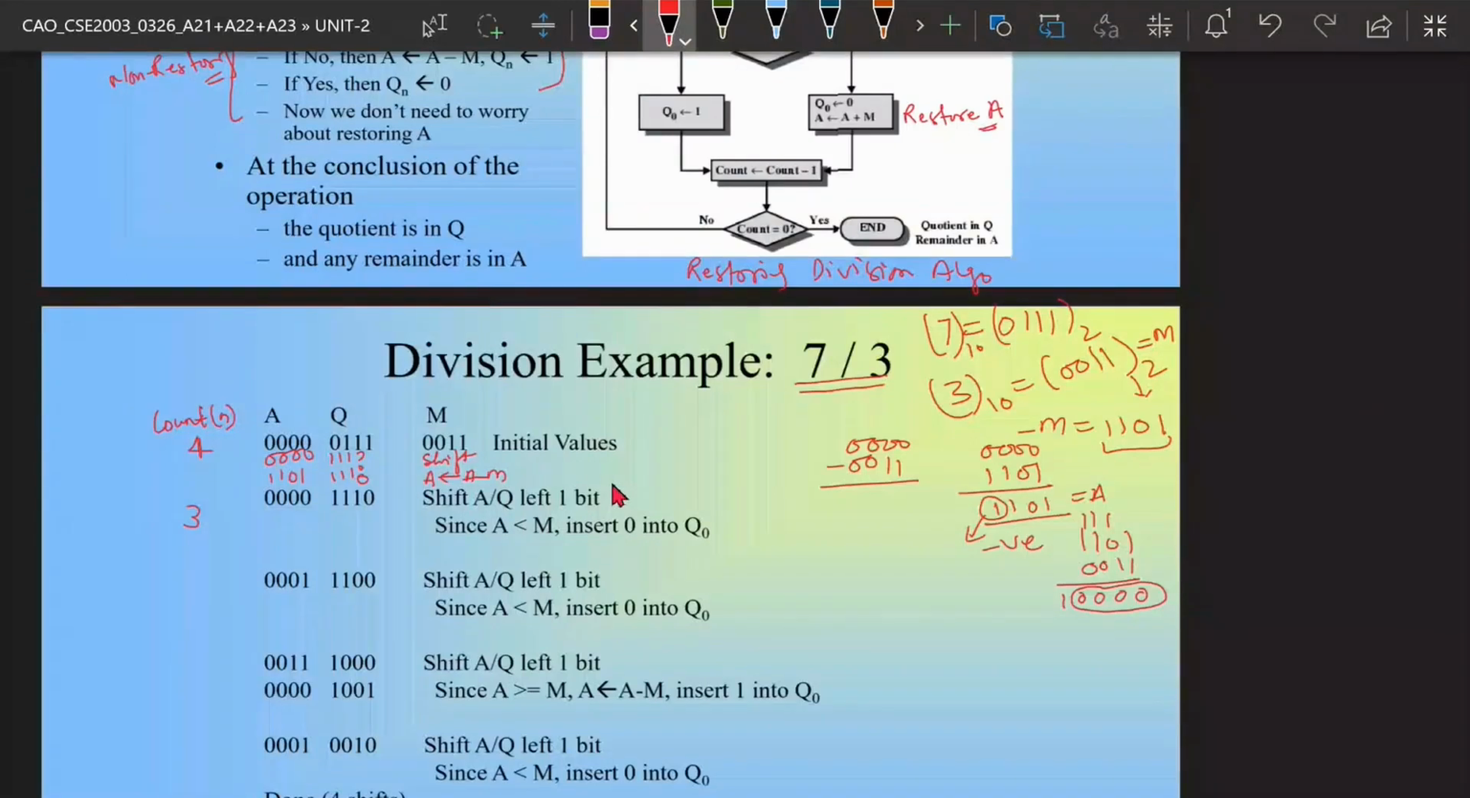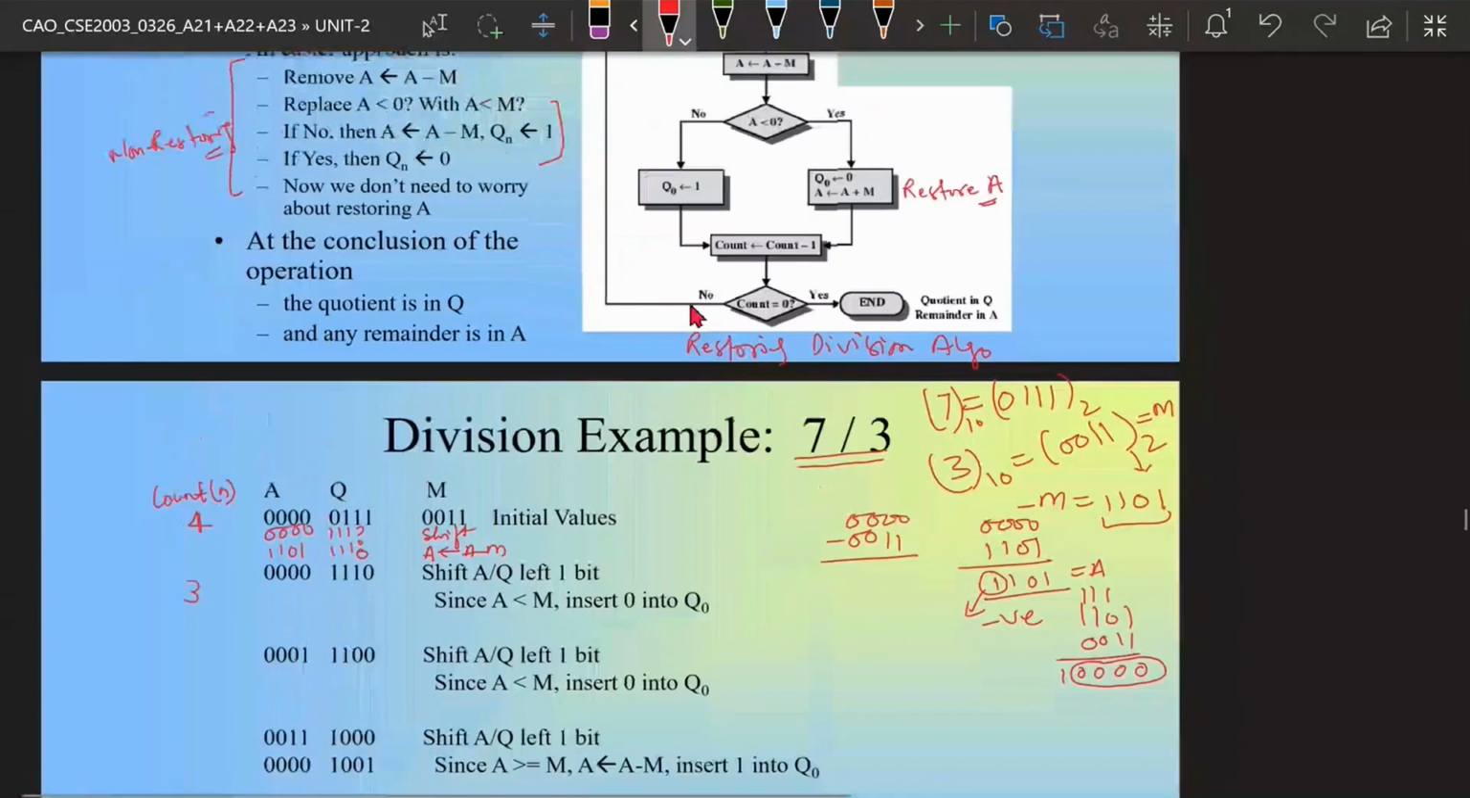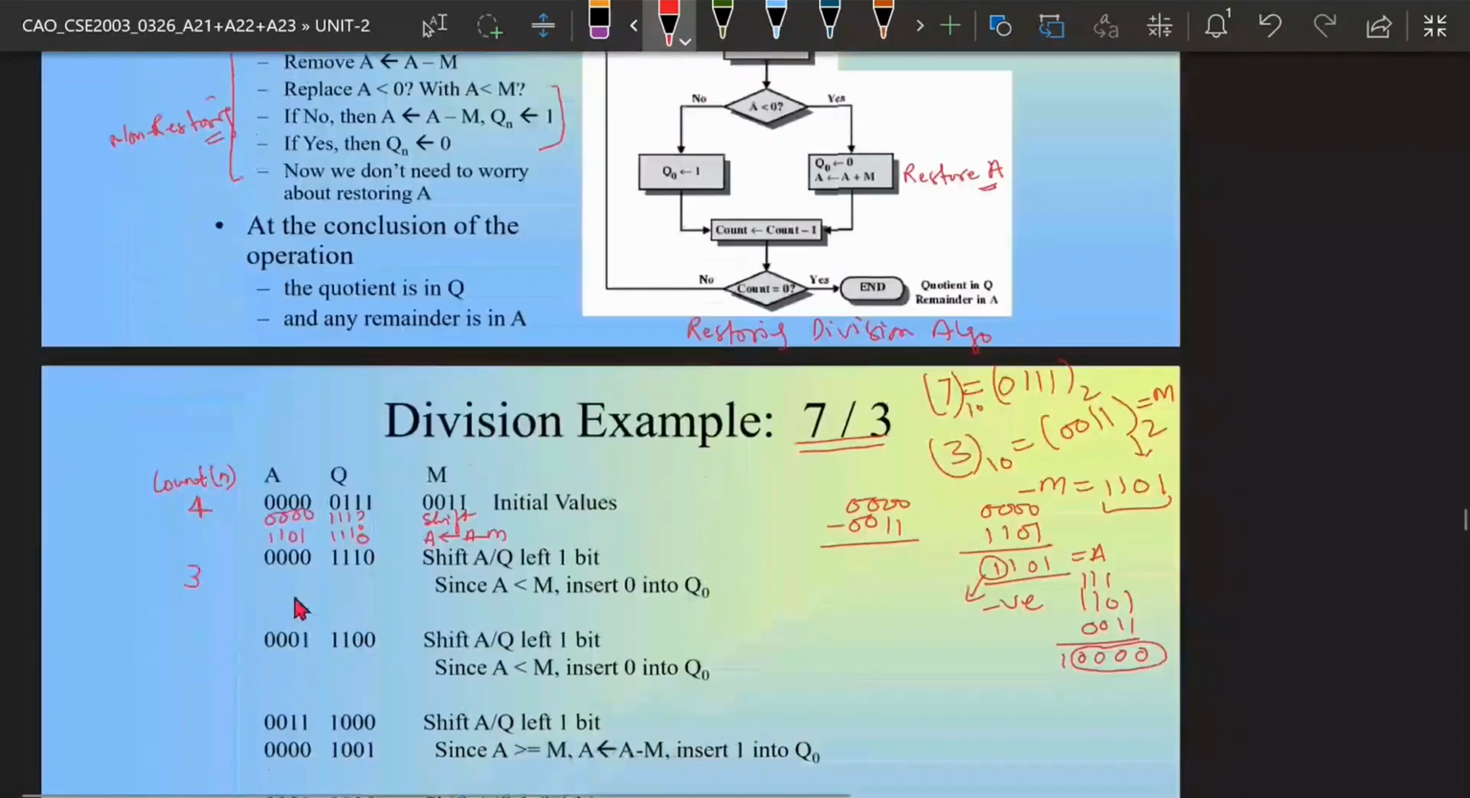Okay, so once we move to the second loop, the second iteration, we should do the shifting. Once we do the shifting, it will be 0 0 0, and this one should be shifted to here. Okay, and then 1 1, and there will be a Q0. What this Q0 value will be will be decided either this way or this way.